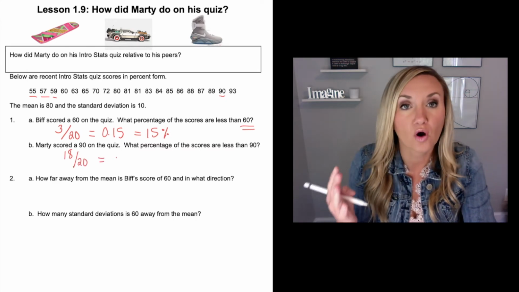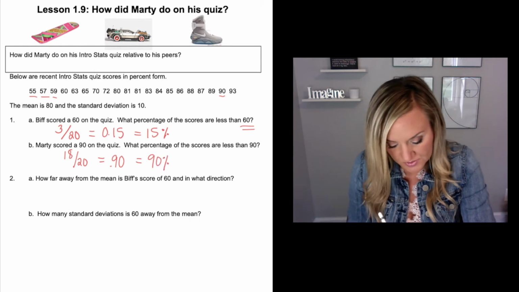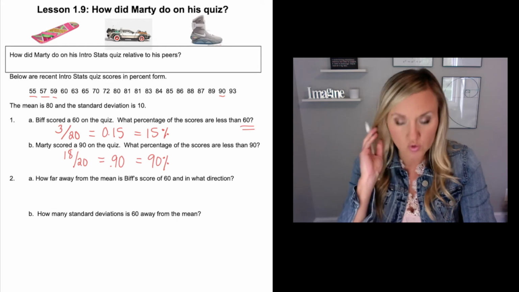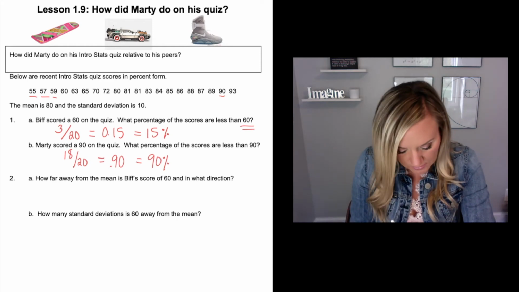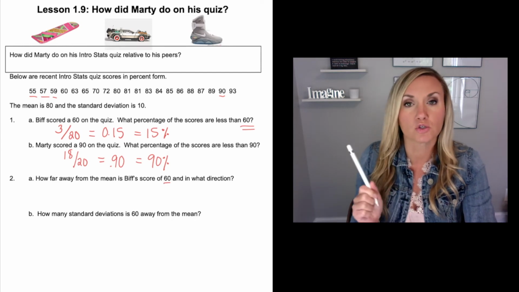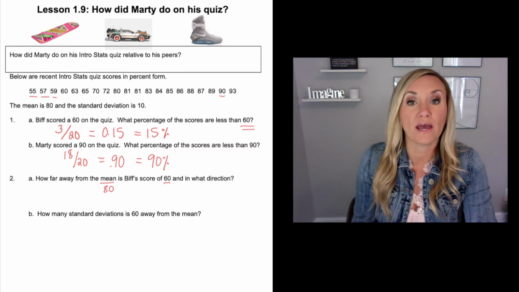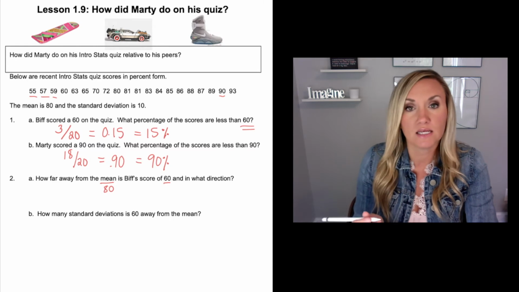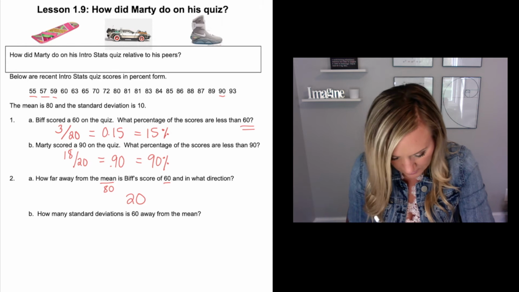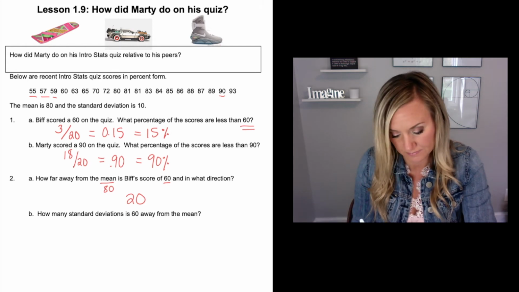Now, how far away from the mean is Biff's score of 60, and in what direction? So if Biff's score is 60, the mean is 80. So Biff's score is 20 away from the mean, and it is in the left direction, basically. So it's 20 away, 20 less than.